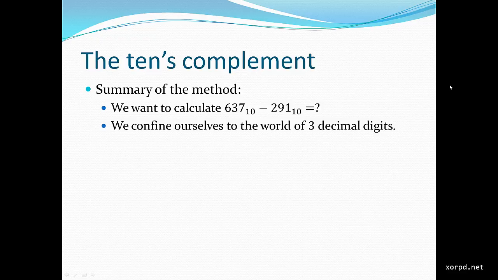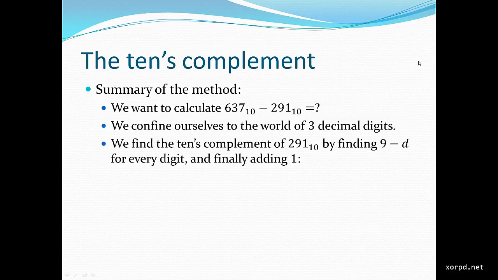First, we confine ourselves to the world of 3 decimal digits. We could choose something else, but 2 decimal digits is not going to be a good choice here because we have numbers that are too large. We could also choose, for example, 5 or 8 or even 32, but it might be too much here. 3 is about the minimal number of decimal digits that we can choose. First, we find the tens complement of the second number, of the number 291. We do it by finding 9 minus d for every digit d, and finally adding 1.